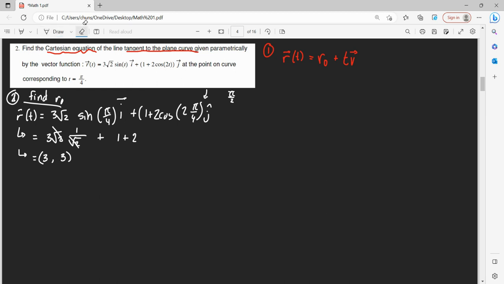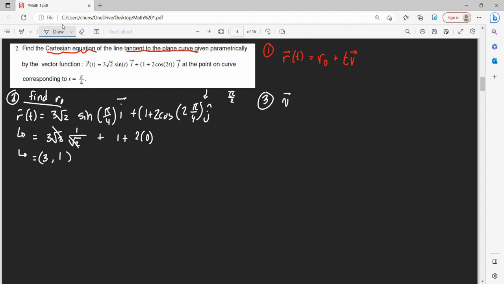Sorry, I've made a mistake. I was thinking sine. Sorry. So at 90 degrees, cos is equal to 0, right? Because we are not traveling in x direction. So this is 1 plus 2 times 0. So that would make this 1. Sorry about that.